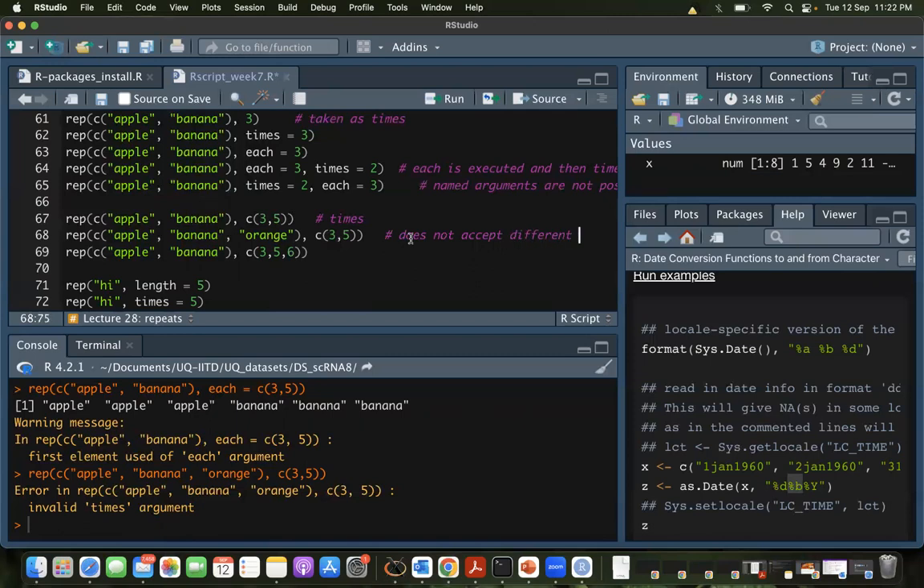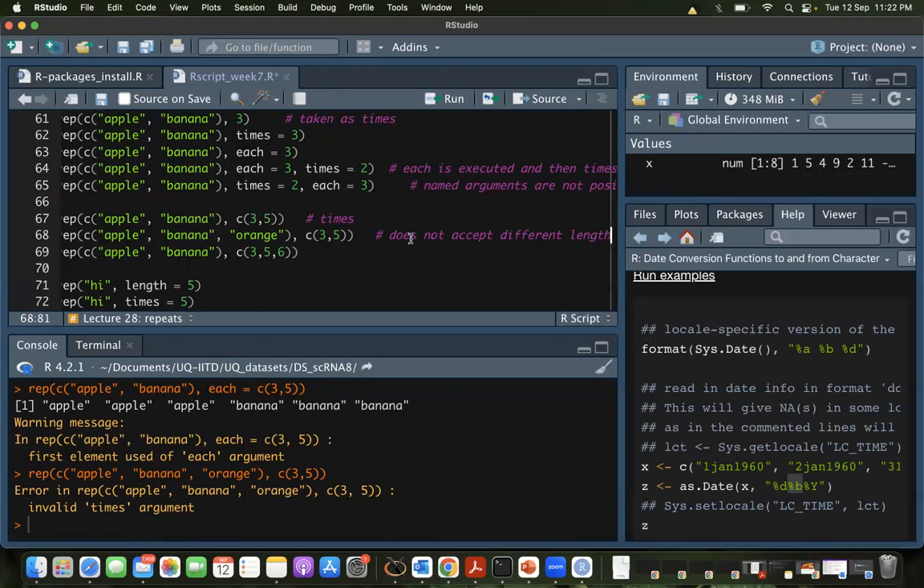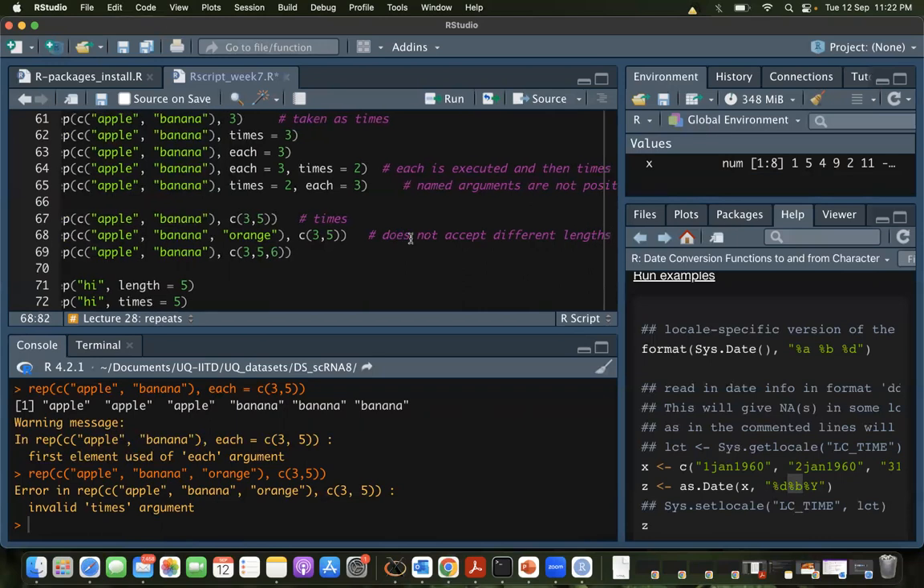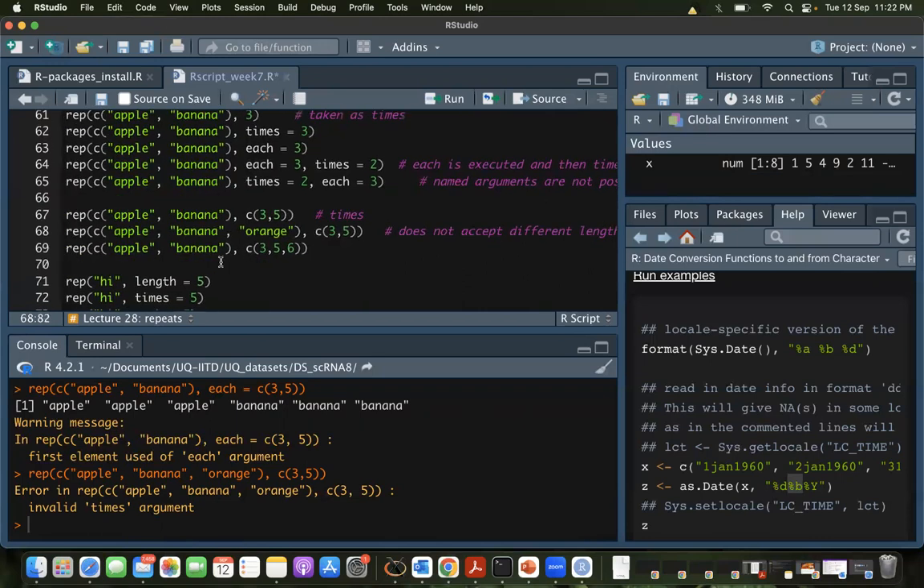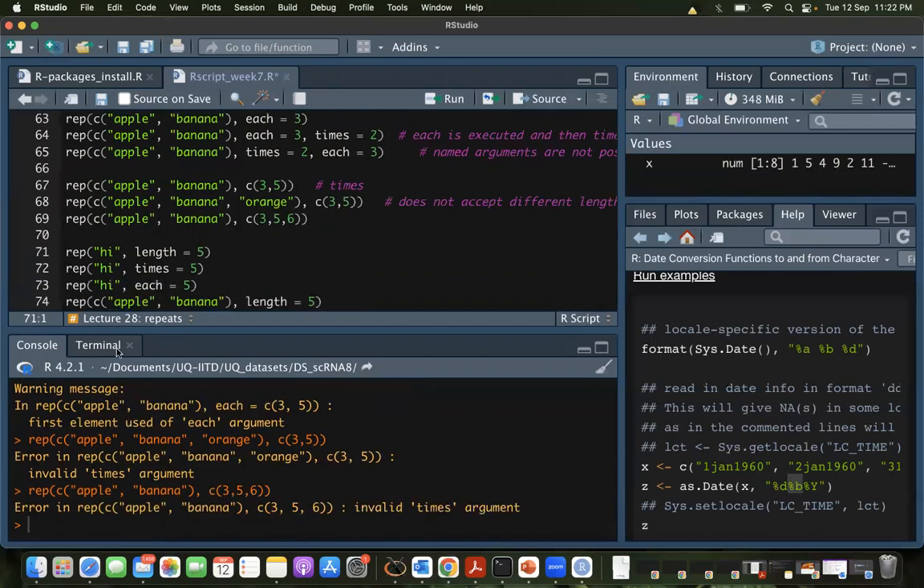Which is good in a way, right? So that it's not going to be ambiguous. It's not going to do something which you did not want it to do, right? Likewise, in the opposite case also, if you have a certain number of elements and you're giving it more times here, it doesn't make sense.